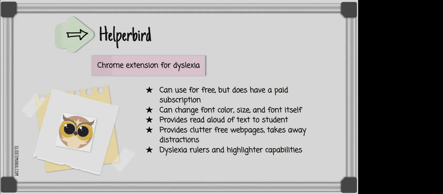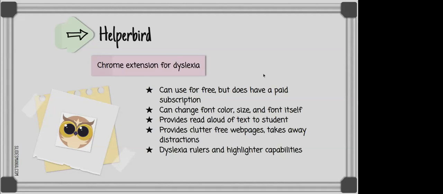It also has a dyslexia ruler and highlighter capabilities. So again, if that's something that they can use for their accommodations, that would be helpful for them. So again, Helperbird for Chrome, there is a free version where you can get a lot of uses, but there's also a paid version for that.